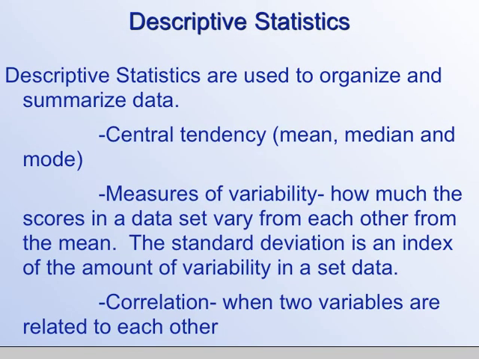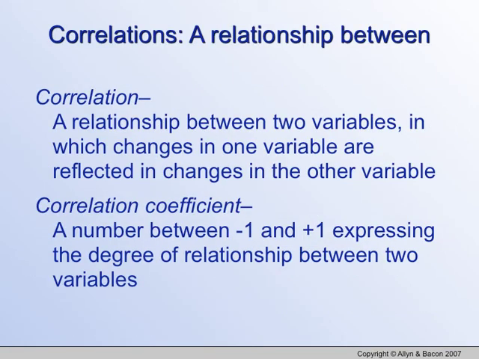Okay, so other descriptive statistics: central tendency, variability, correlation. Okay, so let's talk about the next one. So correlation is a relationship between two variables, one variable reflected in change. We kind of talked about positive and negative correlation with those graphs earlier on. The correlation coefficient is a number between -1 and +1 expressing the degree of relationship between the two variables. Okay, so if we have a very strong positive correlation, the correlation will be described as +1. If we have a very, very strong negative correlation, it's going to be -1.